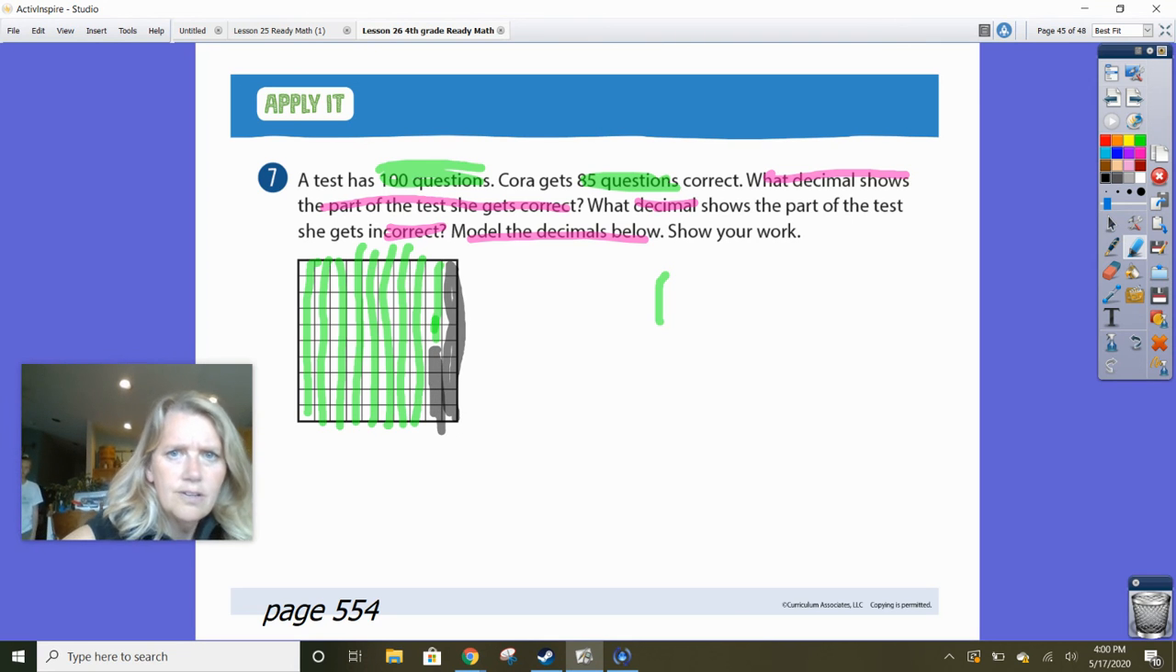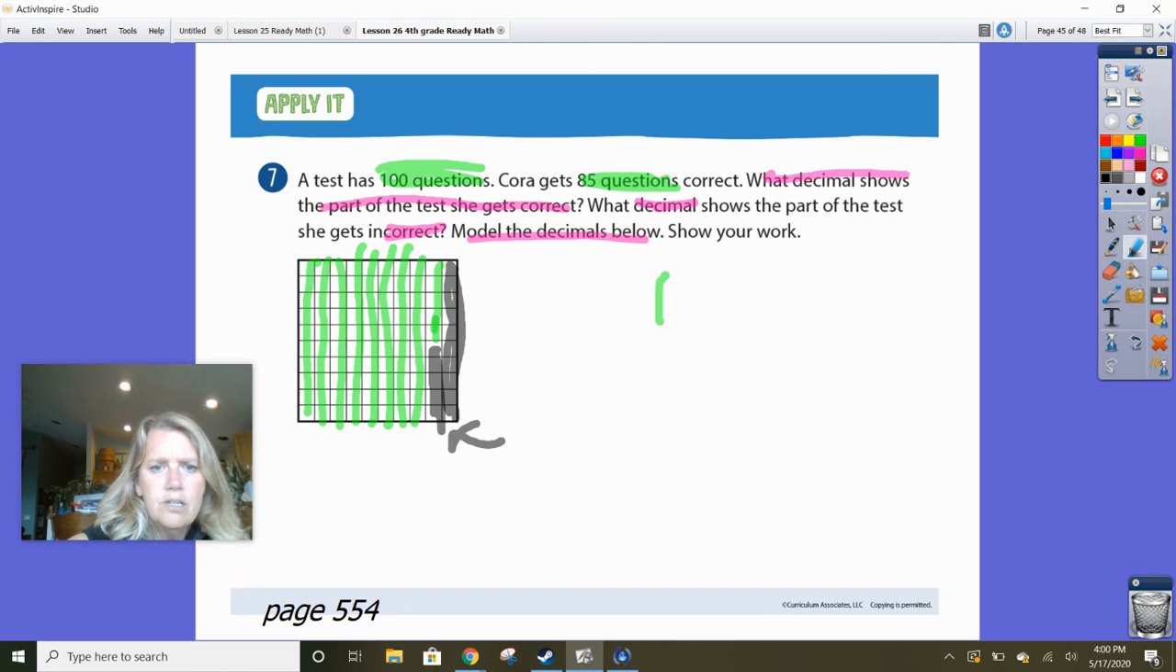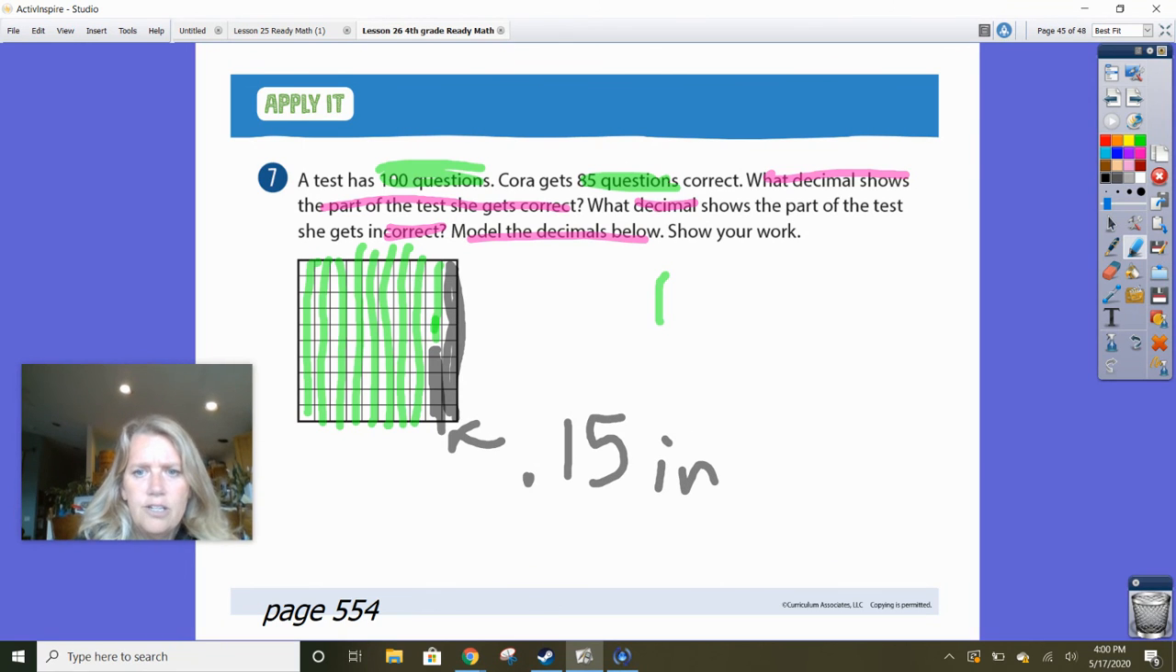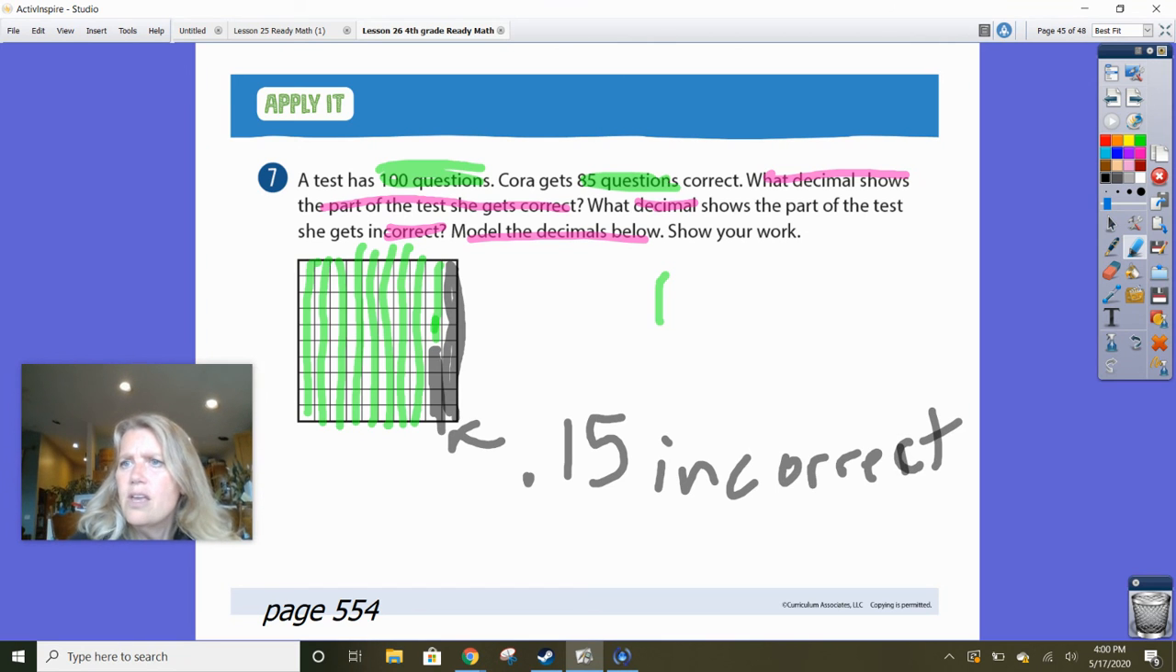Okay, so what decimal did she get wrong? She got 15 hundredths, right? 15 out of 100. So 15 hundredths incorrect. That's a C. And then how many did she get right? Well, she got 85 right, which is going to be 85 hundredths. Correct.